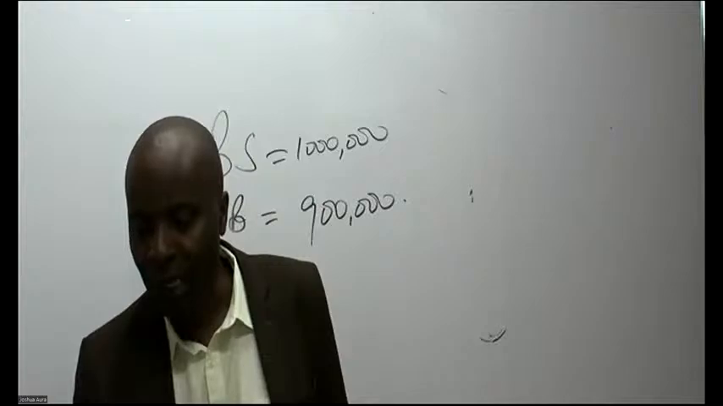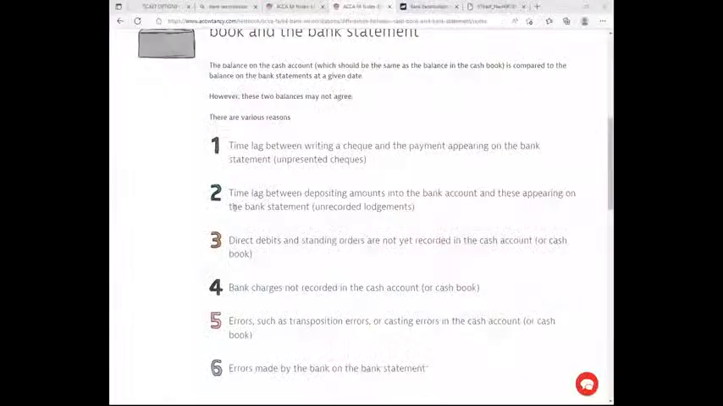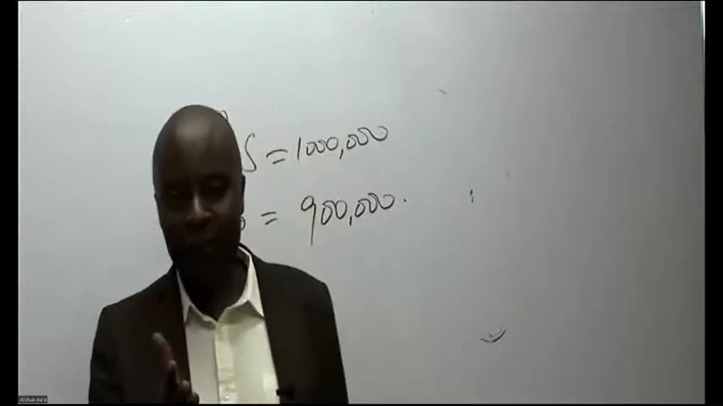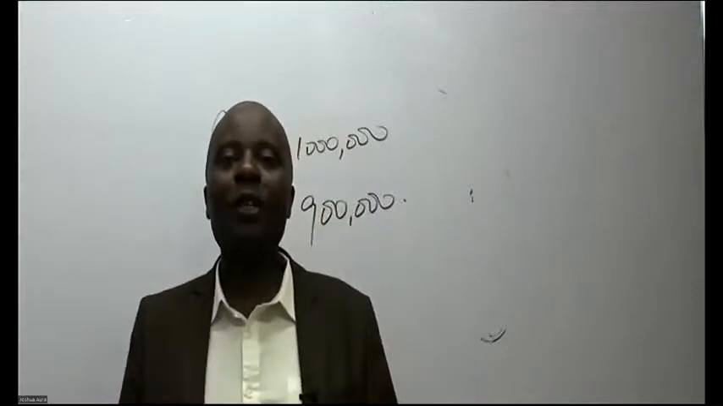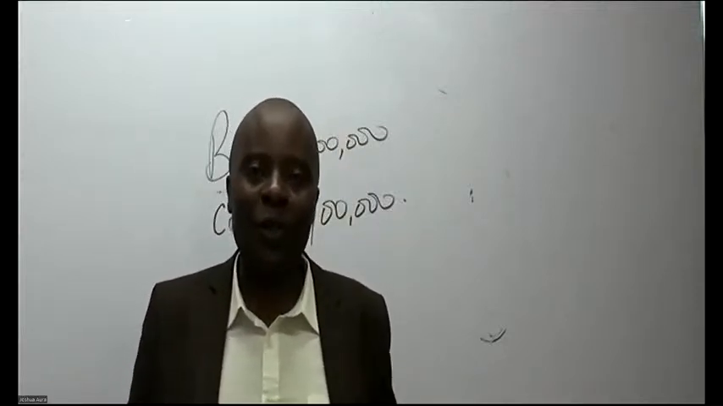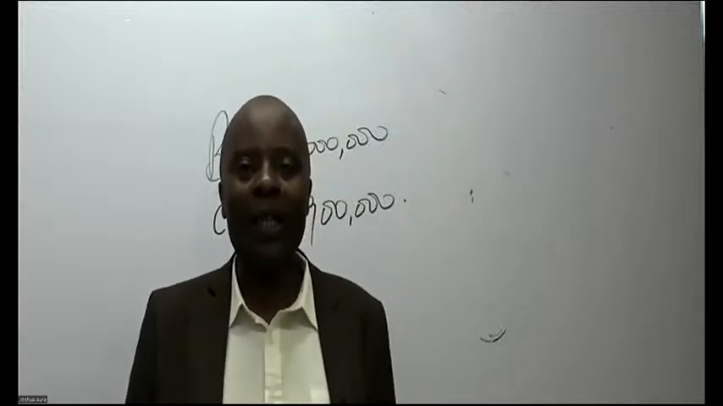Now, ladies and gentlemen, from there, we have the second item. We have what we call time lag between depositing amounts into the bank account and this appearing on the bank statement, what we call unrecorded lodgements. Remember, especially in those good old days, we have received as RCM Online College some payment in the form of a check.